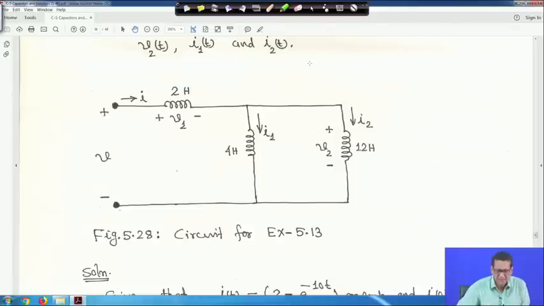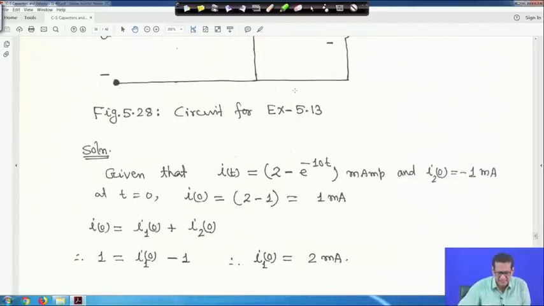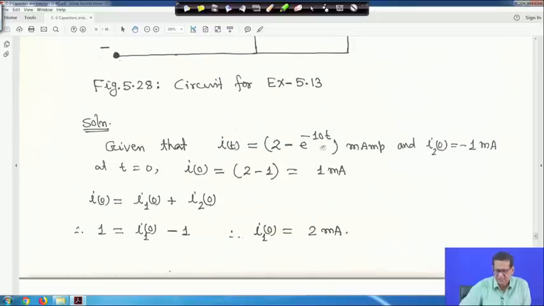So, in this case the circuit is given, where I(t) is equal to 2 minus e to the power minus 10t milliampere, and I2(0) is given as minus 1 milliampere. Now, at t is equal to 0, you put it in this expression, and you will get I(0) is equal to 2 minus 1, so 1 milliampere.